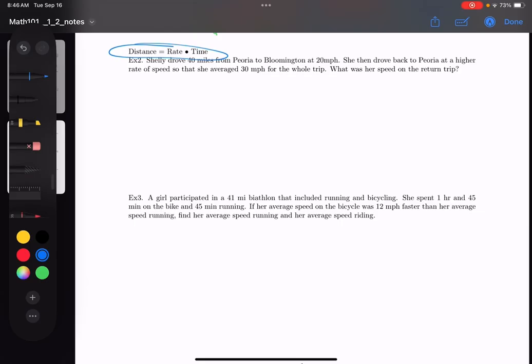So a girl participated in a 41-mile biathlon that included running and bicycling. She spent 1 hour and 45 minutes on the bike and 45 minutes running. If her average speed on the bike was 12 miles per hour faster than her average speed running, find her average speed running and her average speed riding.